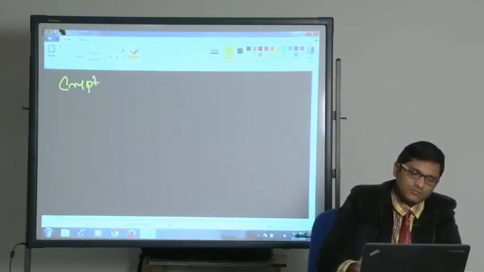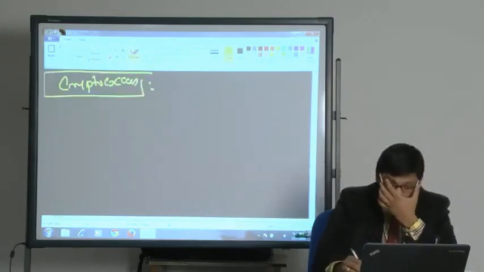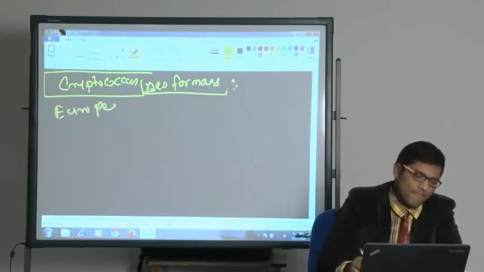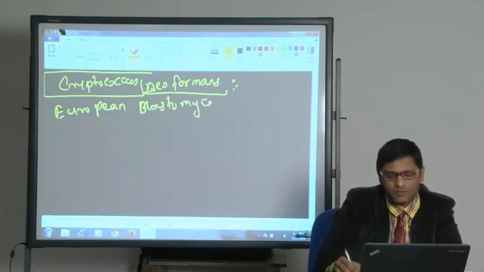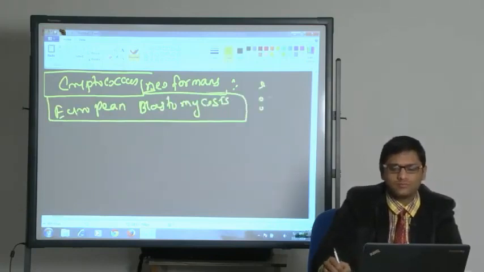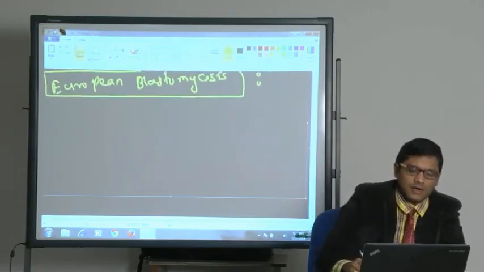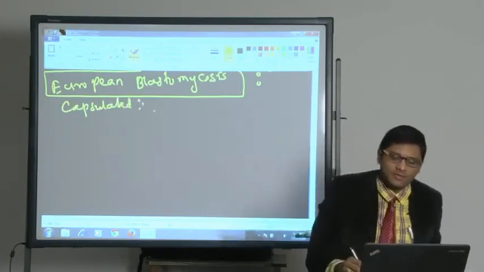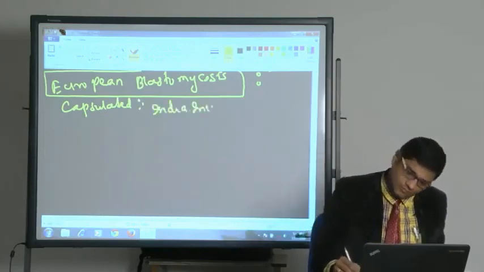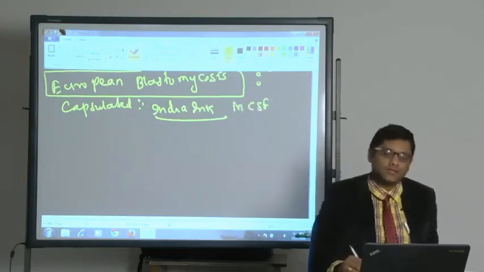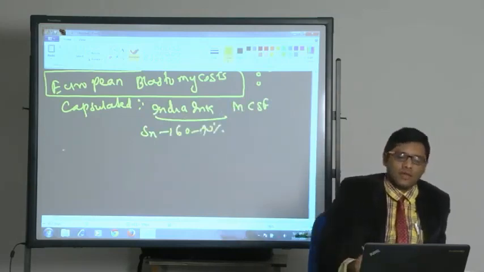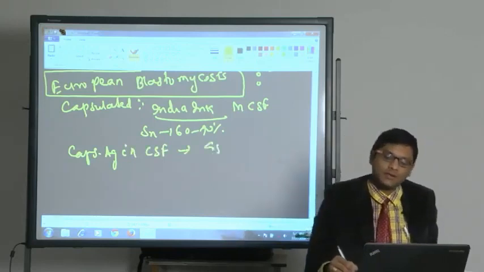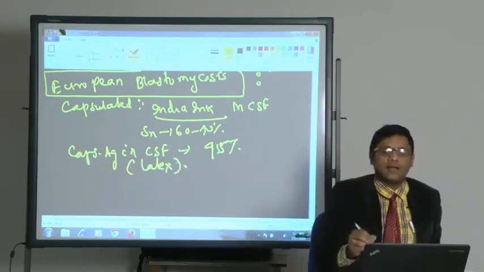Okay, then Cryptococcus neoformans. It is an agent of European blastomycosis. Here, how to remember is, it is a capsulated fungus. The capsule can be detected by the India ink test. India ink test in CSF is done to detect the capsule, which has a sensitivity of 60 to 70%. Apart from that, capsular antigens can be detected in CSF, which has a sensitivity of 95%. This is done by the latex agglutination test.